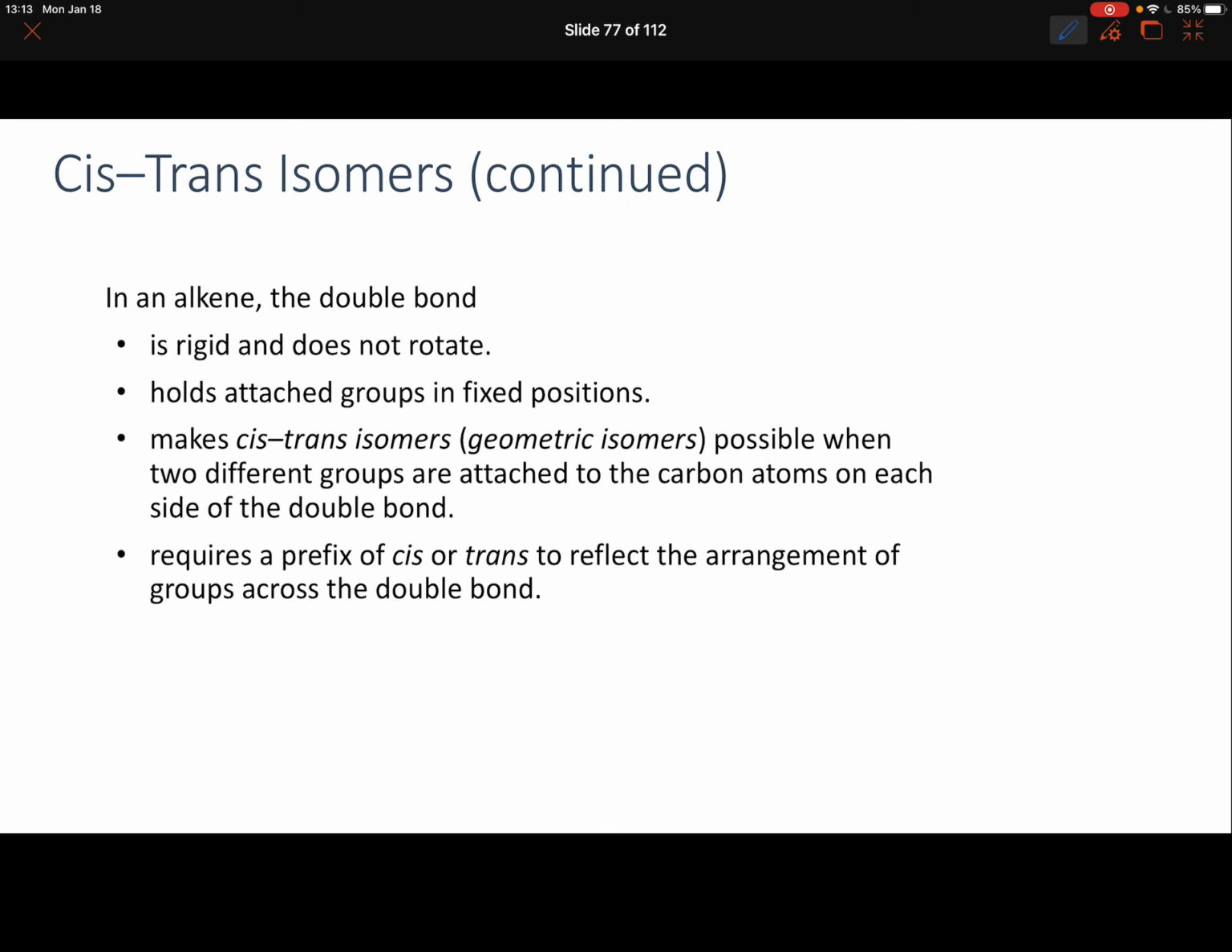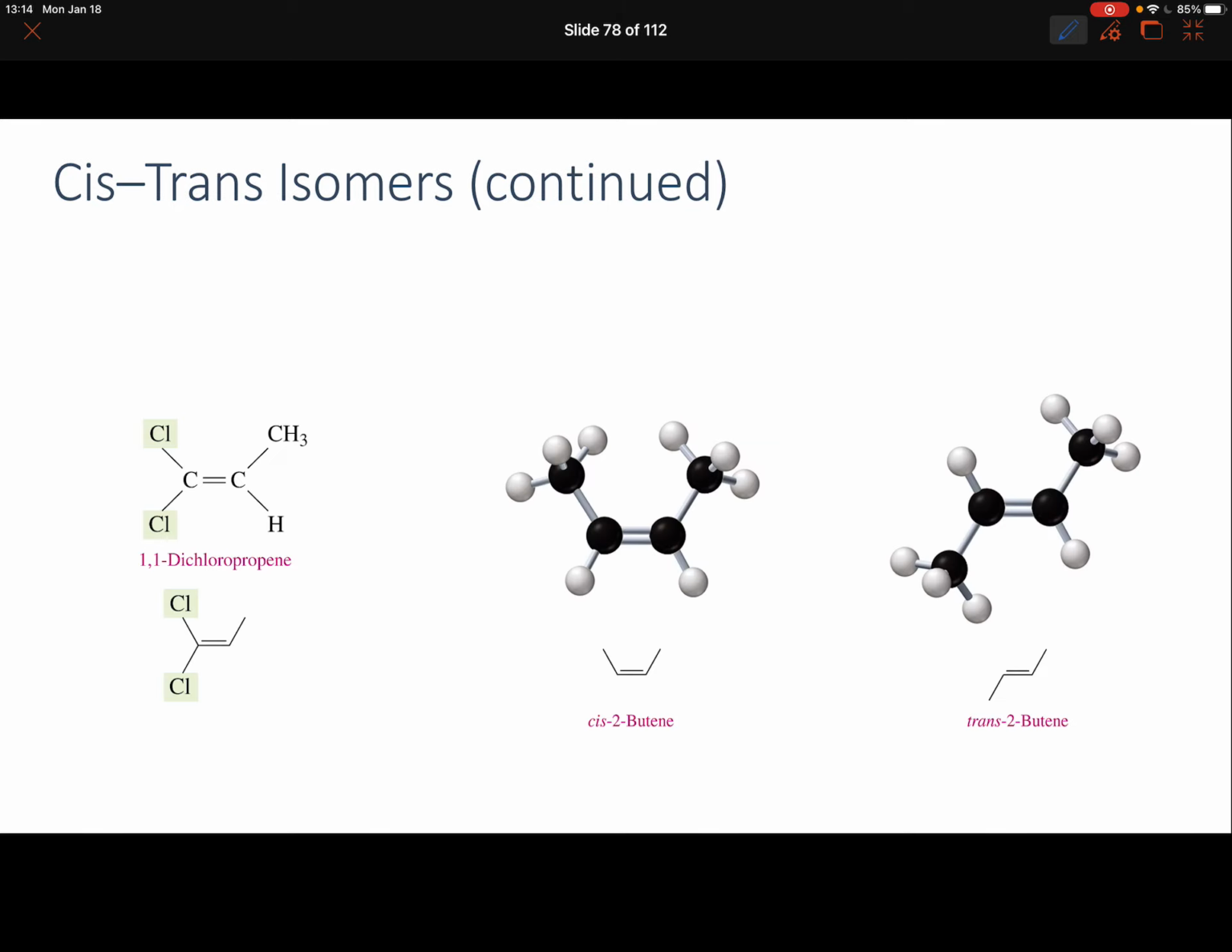Again, in the alkene, the double bond is rigid and doesn't rotate. Groups are held in fixed positions, which makes these two isomers possible. When we name them, it requires that we include the prefix. I'll show you the molecule so you can see what I'm talking about. If I were to give you 1,1-dichloropropene, well, actually, no, that's not right.